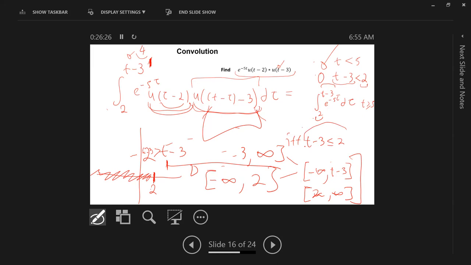When this condition is met, I will have that the integral is zero. Because what this condition is really saying is that t minus 3 could sit somewhere here. And so that means that the function is zero from here to here, the function is zero from here to here, and some function is zero everywhere. But as soon as this inequality is not valid, then the function is non-zero in this little interval, and so we do have to do the integral.